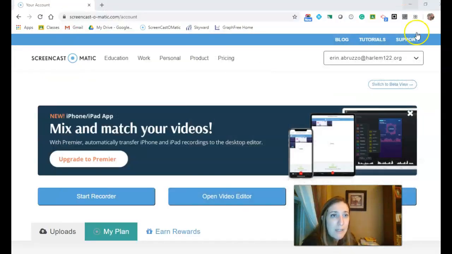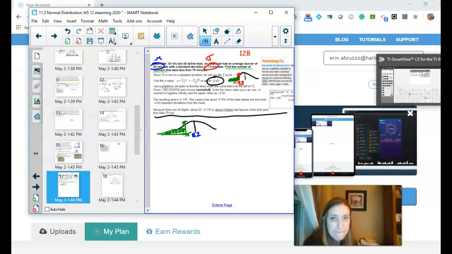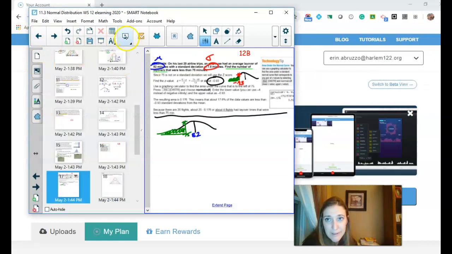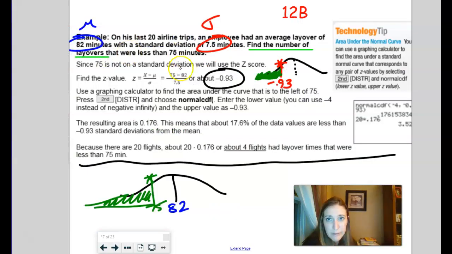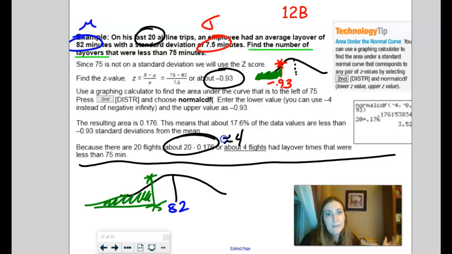But think about what's happening here on the question. They want to know how many flights out of his sample of whatever they were, 20 airline trips. So 17.6 or 17.5% of 20 comes out to about 4 flights. And with that being a discrete number, who cares if it's 4.1, 4.2, 4.3? The answer is 4. And really, we're counting air flights out of a 20 sample set.